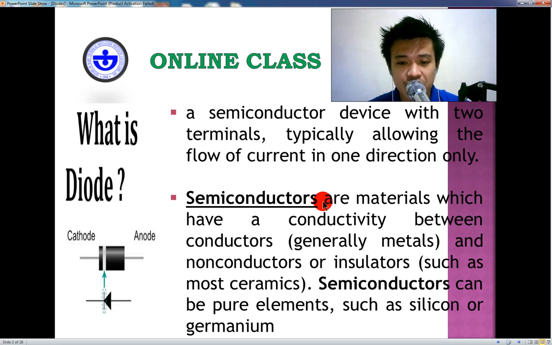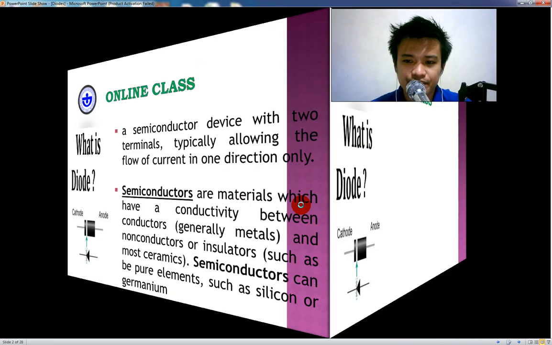So current can flow on the conductors while current could not flow on the insulators. So again, characteristic of semiconductors, it sometimes acts as a conductor, a conductive material, and there are times also that it will act as an insulator material. I hope that is clear.